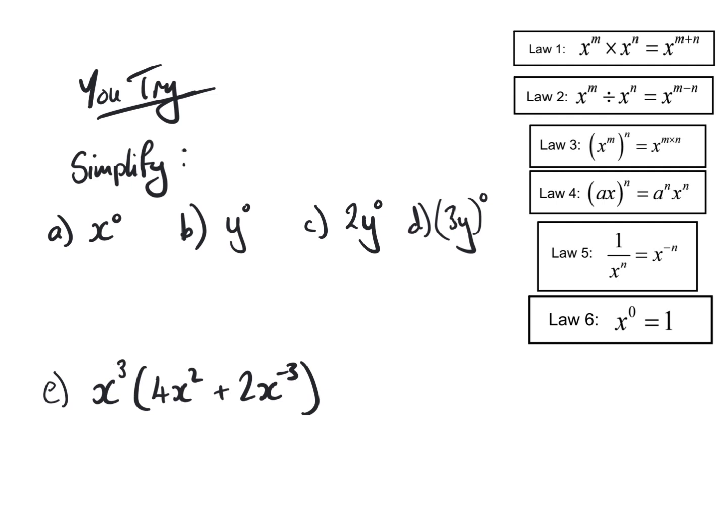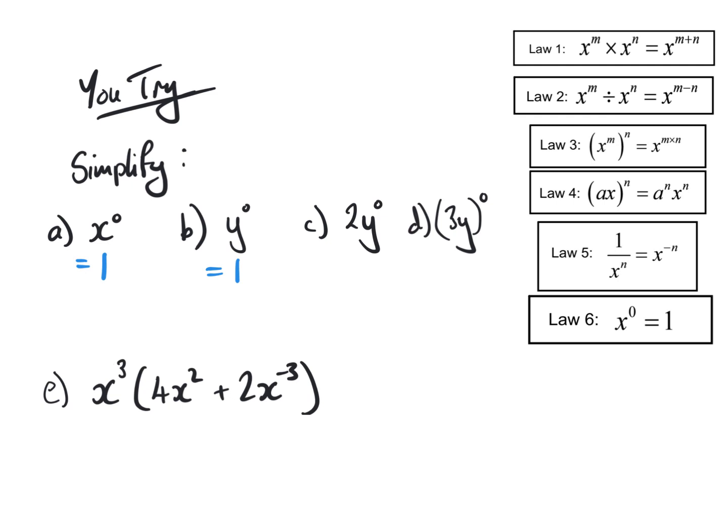What we've got here, x to the power of 0, is just going to be 1. For part B, again, we have just y to the power of 0. It doesn't matter what's to the power of 0. Anything to the power of 0 just becomes 1. So again, nice and simple here. The answer is just 1.